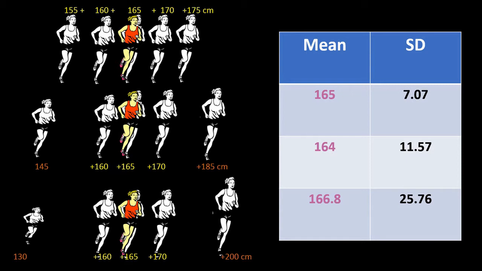So let's see, I calculated the three groups. In the upper group, the standard deviation is 7. In the middle group, the standard deviation is 11.5. The last group, the standard deviation is 25. So as you can see, when some of the values are away from the rest, the standard deviation increases.